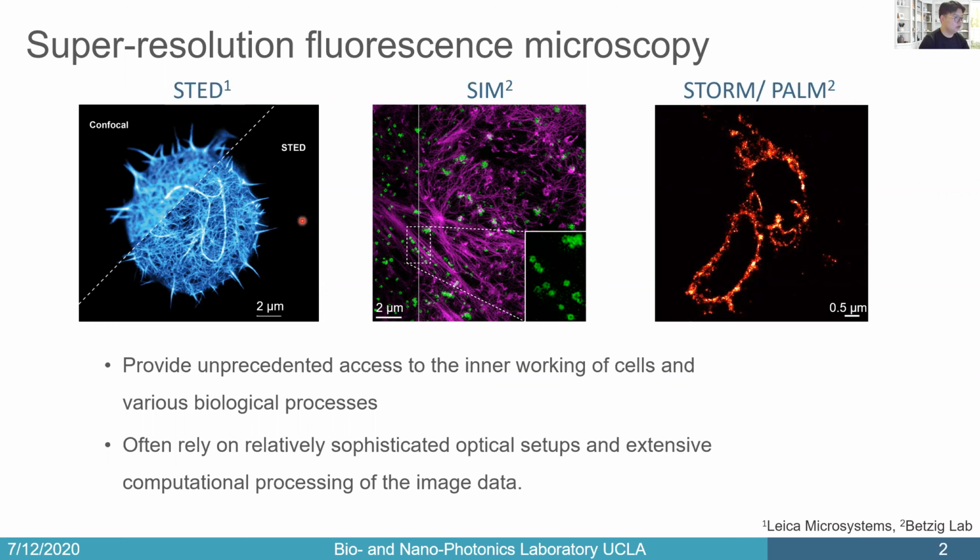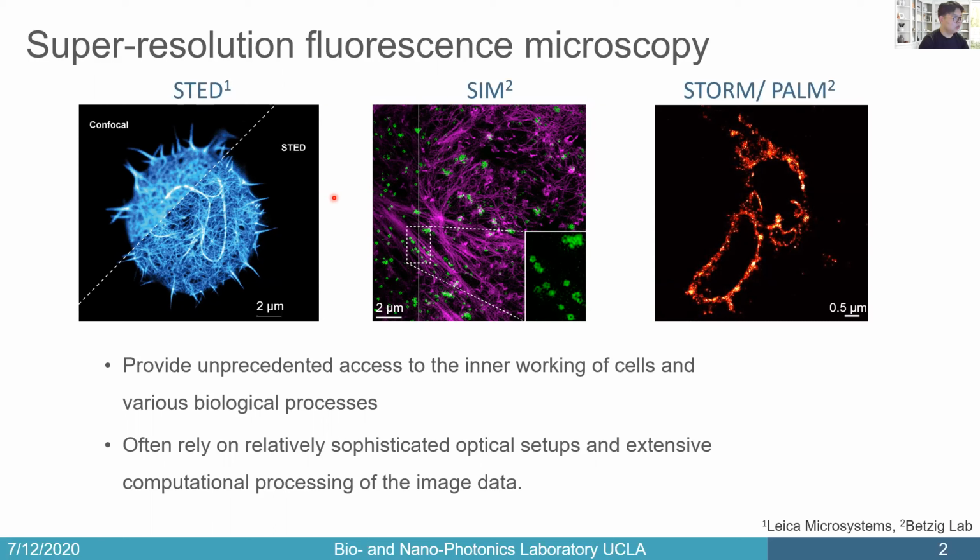So these are great tools that provide us with unprecedented access to the inner working of cells and also allow studies of various biological processes. However, they are not perfect. For example, they often rely on sophisticated optical setups and sometimes require extensive computational reconstruction. Furthermore, they introduce thousands to hundreds of thousands fold more photons to the sample, which introduces an effect we call phototoxicity or photodamage. That is extremely bad for live samples.